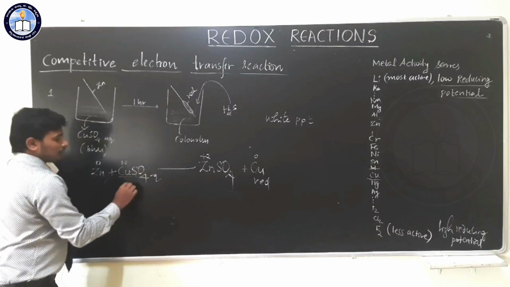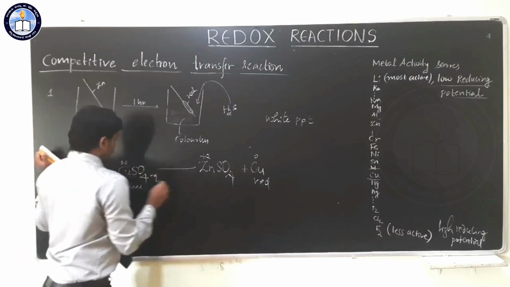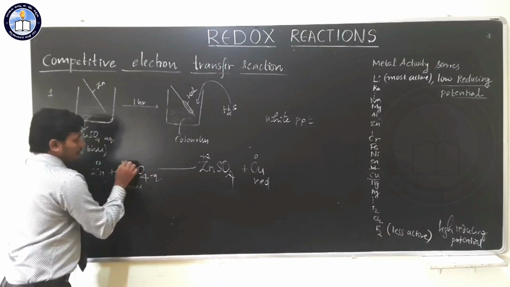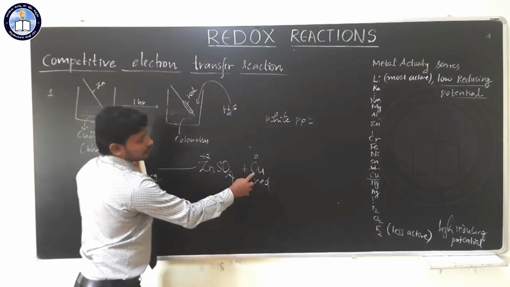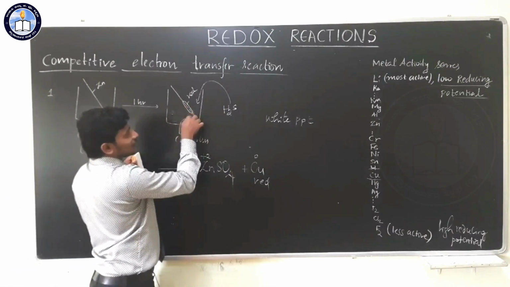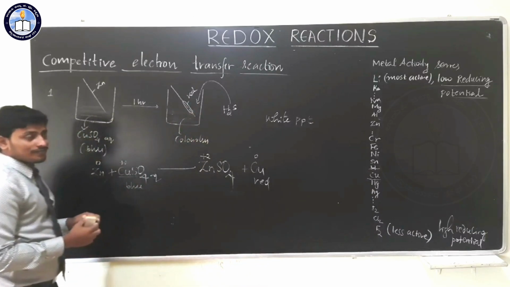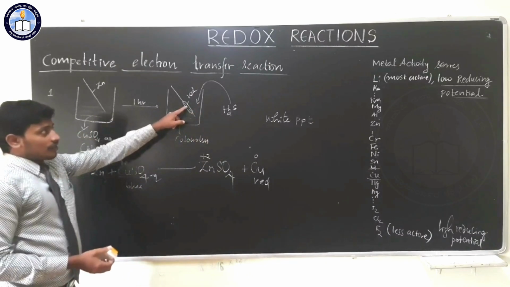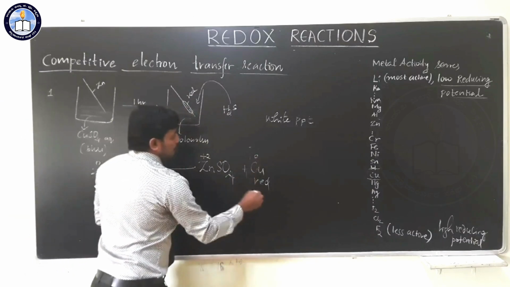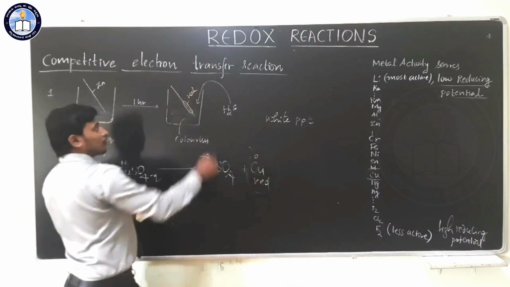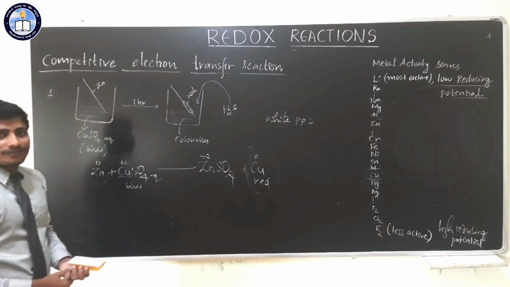First it is blue color, then colorless, because Cu2 plus ion is converted into Cu, that means there is no Cu2 plus ion in this one, therefore it is colorless. Why is it red in color? Because copper is deposited on the surface of the zinc rod, so it is red in color.